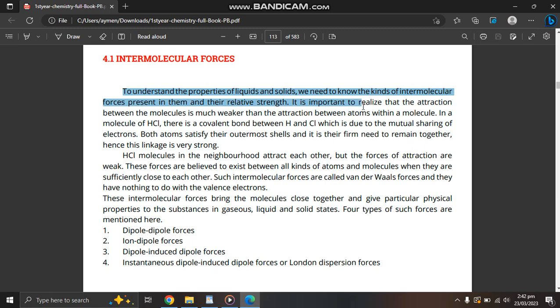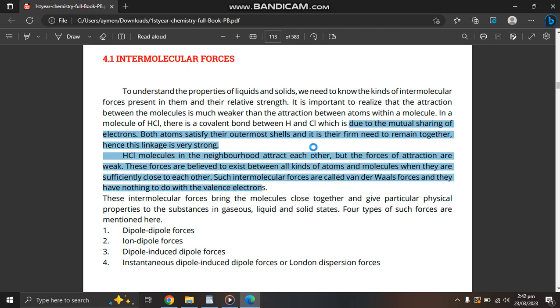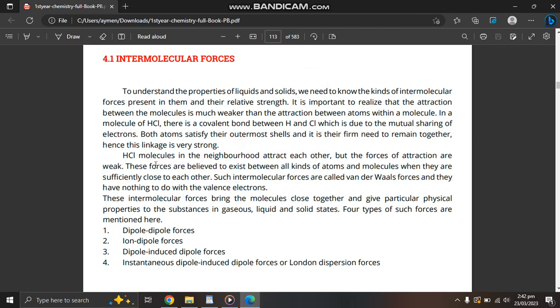It is important to realize that the attraction between molecules is much weaker than the attraction between the atoms within a molecule. In a molecule of HCl, there is a covalent bond between H and Cl, which is due to the mutual sharing of electrons, both atoms satisfying their outermost shells, and it is this that holds them together. This linkage is very strong. HCl molecules in the neighborhood attract each other, but the forces of attraction are weak.